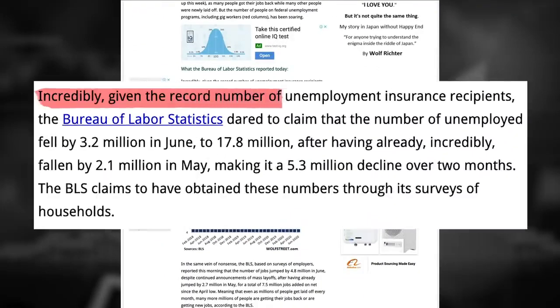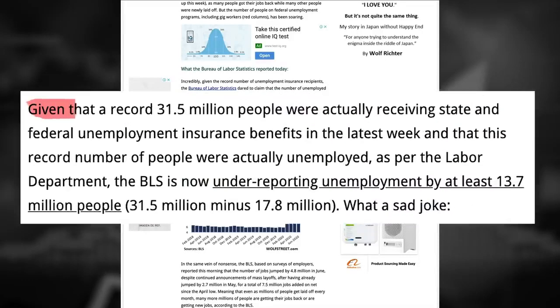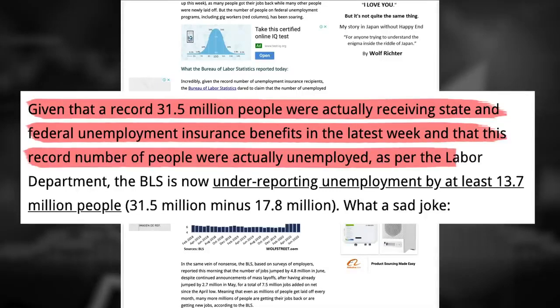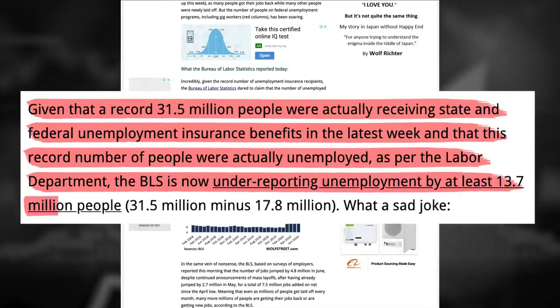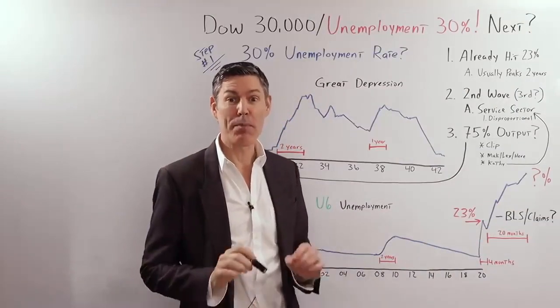Incredibly, given the record number of unemployment insurance recipients, the BLS, or maybe BS we should start calling them now, dared to claim that the number of unemployed fell by 3.2 million in June to 17.8 million. Given that a record 31.5 million people were actually receiving state and federal unemployment in the latest week, and that this record number of people were actually unemployed as per the Labor Department, the BLS is now underreporting unemployment by at least 13.7 million people.